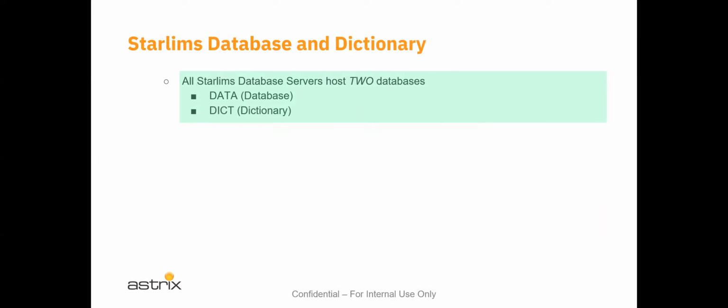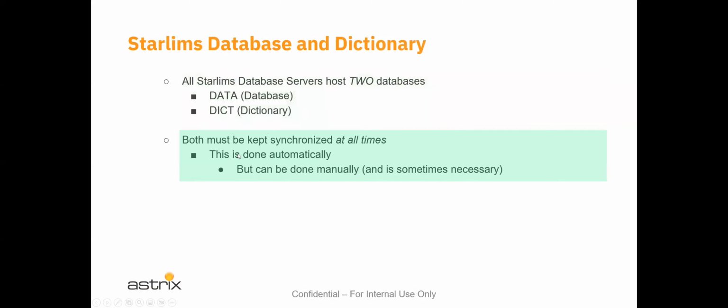So we talked about this briefly in the architecture, but we're reviewing it here. STARLIMS contains two database instances, the database and the dictionary, known affectionately as data and dict. And both must be kept synchronized at all times. STARLIMS does this automatically with its own internal services, but occasionally, and that'll be discussed more in the designer discussion and overview training, when a change is made to the STARLIMS system, let's say you add a new table for a new functional system that you're adding, that change is made in the designer in STARLIMS.